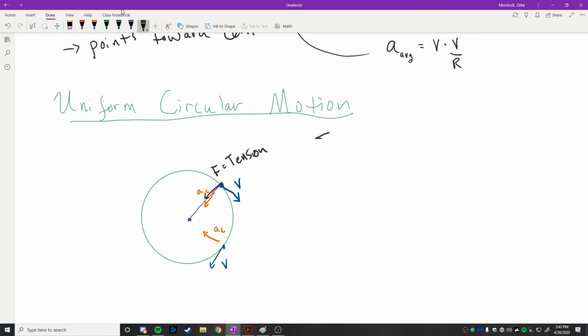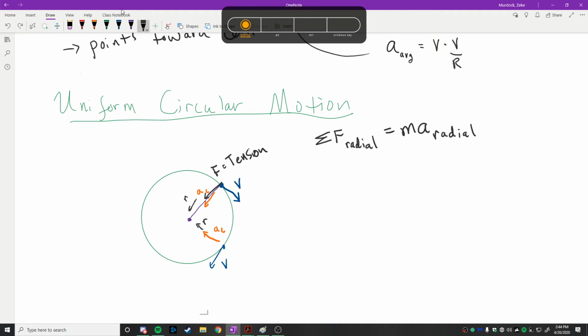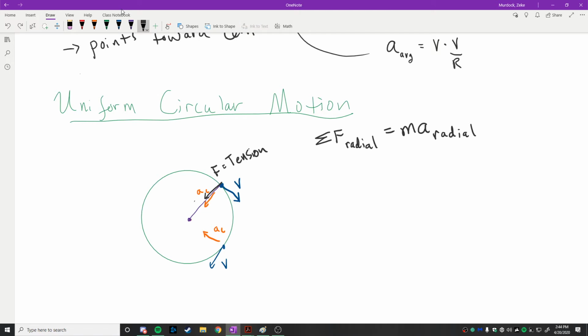We can say that if we sum up all the forces that act along the radial direction, this should be equal to the mass of the object multiplied by the radial acceleration of the object. And what do I mean by that? I mean, you construct a coordinate system so that this is the r direction. It always points towards the center, okay? That's the r direction over here. Then, if you do that, you can state that if I take the forces acting in the radial direction, which in this case would be the force of tension, that force of tension should be equal to the mass of the object times the radial acceleration.